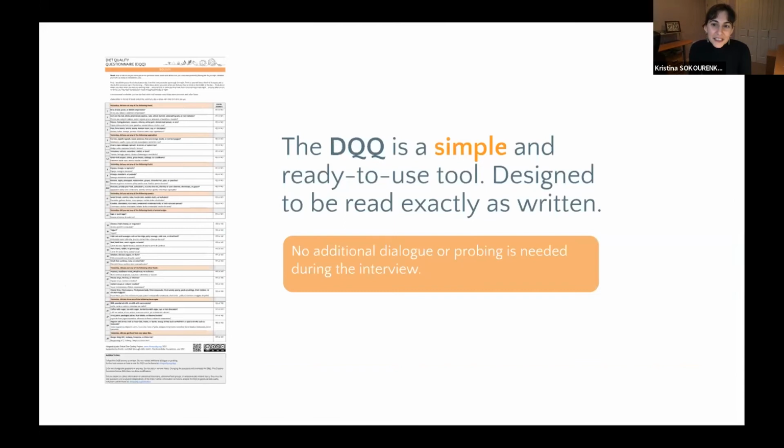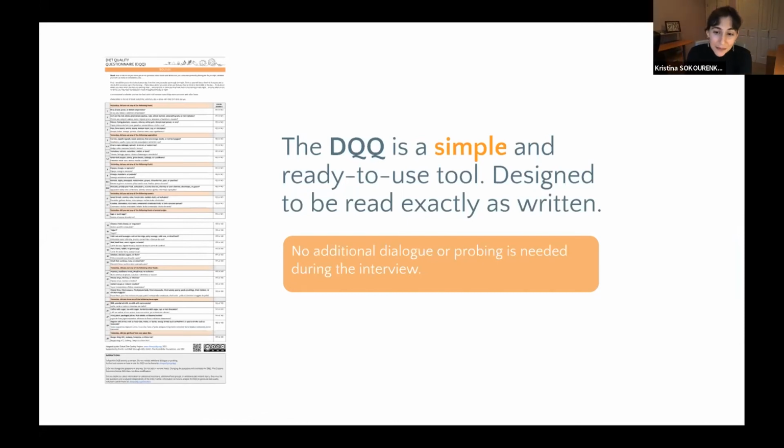The DQQ is meant to be super simple. It's ready to use as is, designed to be read exactly as written, with no further work needed from your end to implement it, and no additional probing or dialogue while reading the questions. This is very different from all the other ways that diet quality data have been gathered in the past, where you might be used to probing and finding all the food items that people consume, being careful not to forget any item, and having a lot of training and expertise. But this tool is designed to be read by anyone.